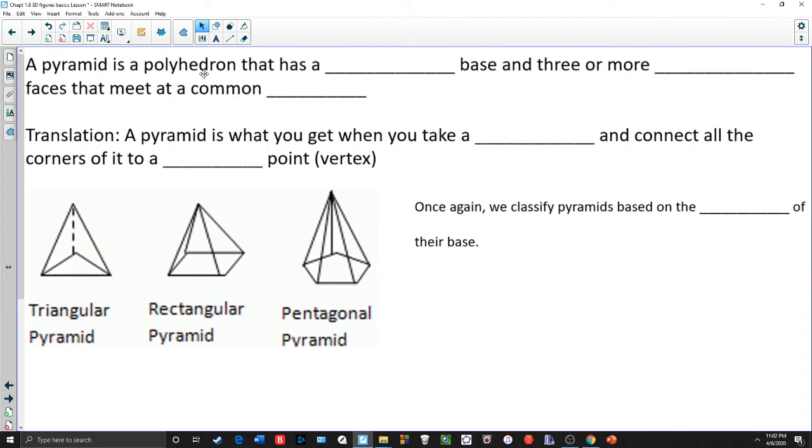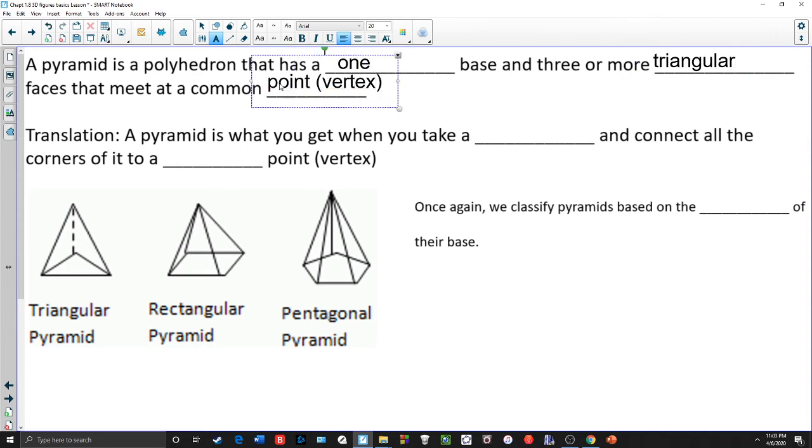So what about a pyramid then? Let me lock this in place too while I'm at it, just in case I need to do something similar. So a pyramid is another type of polyhedron, a polyhedron that has one base, not two, but one base, and three or more triangular faces that meet at a common point, or as we typically call it, vertex. So one base, three or more triangular faces that meet at a common vertex.